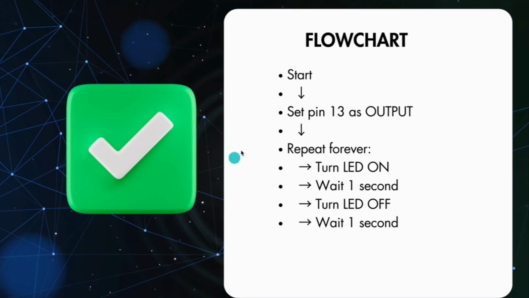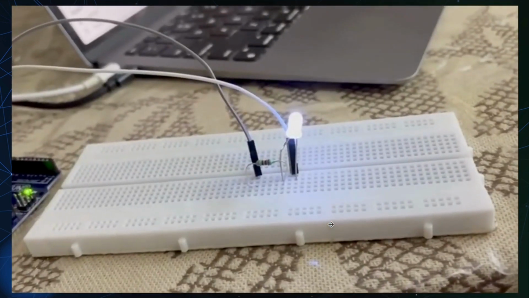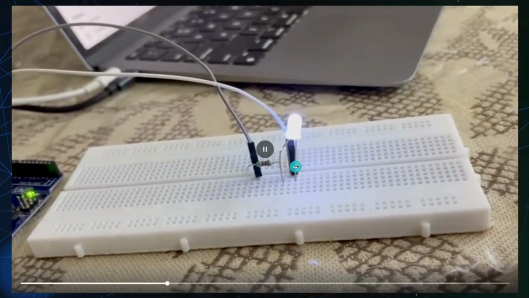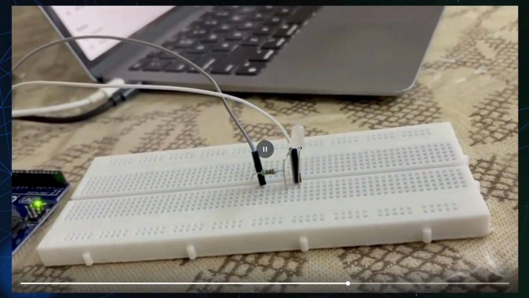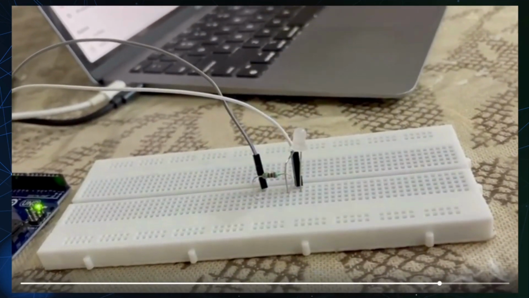Here is a flow chart. You start, which means you give the power, we set pin 13 as output, and then the LED turns on, we wait for 1 second, the LED turns off, and then again we wait for 1 second.